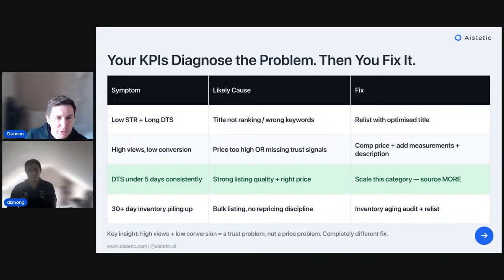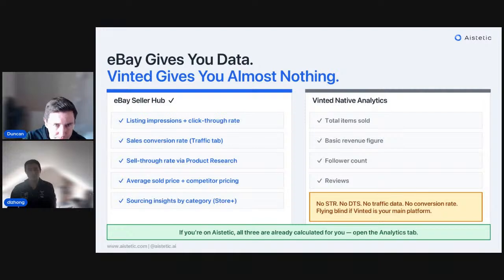If you have 30 days plus inventory piling up, the likely cause is bulk listing with no discipline around relisting, repricing, and looking at titles and descriptions. You need to audit your inventory and relist it, from photography through to title and description. So a complete audit and overhaul.